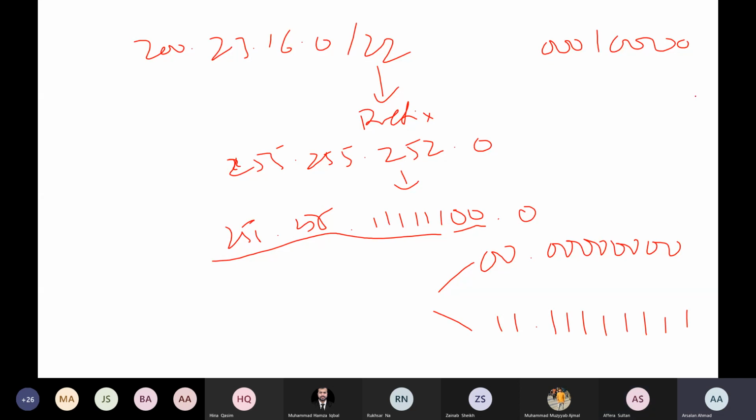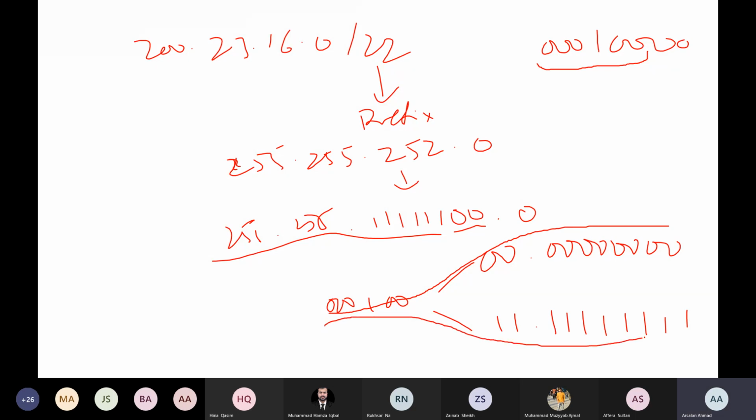So now in this case, these 6 bits are part of my net ID portion, so they will remain the same, 000100, and then the last 2 bits can move from 00.00000000 up until this one. Now if you translate this into decimal notation and this into decimal notation, you will get your answer. Please note, before that we have 200.23.